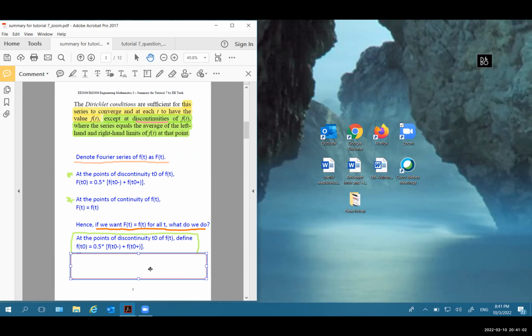So this is our conclusion here. Once you define the function value at the points of discontinuity to be this, then you can say that your function f(t) is equal to its Fourier series for all t on the real line. Is it okay? All right. Any questions here?